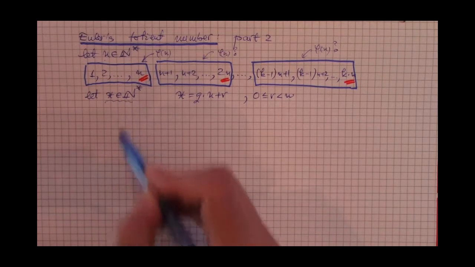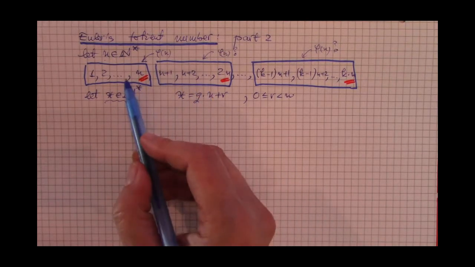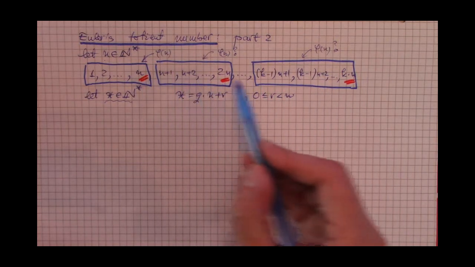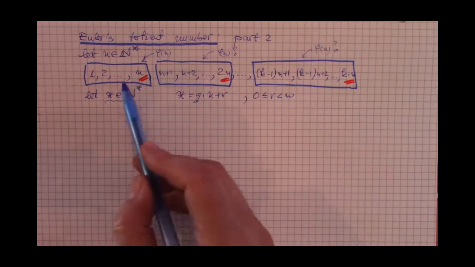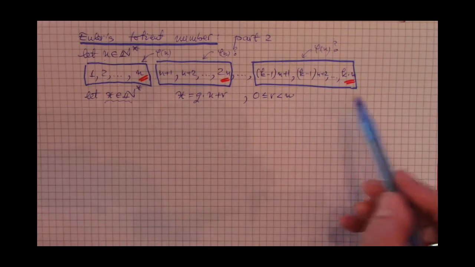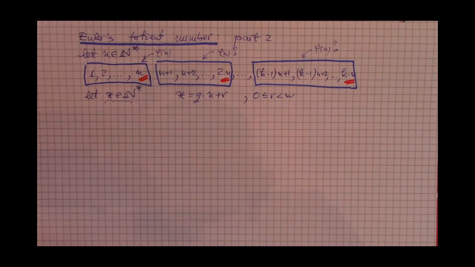Here's what we can do. We can start off with some natural number. It can be in here, it can be in here. Clearly it's going to be in one of these batches, because these sets of numbers will actually partition the set of natural numbers.